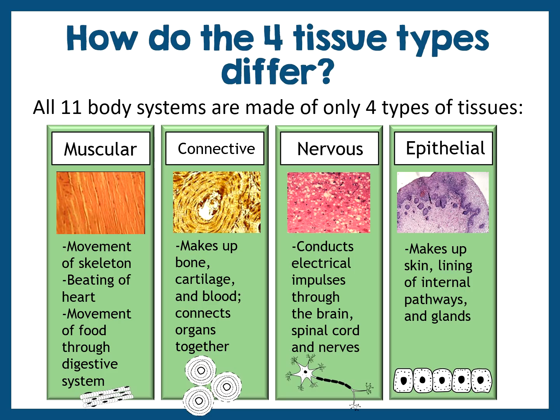So the skin forms a boundary between the inside of our body and the outside environment. The digestive tract is lined with epithelial tissue. So food and substances don't actually get into the body until they pass through this layer of epithelial tissue. And it also includes our glands.